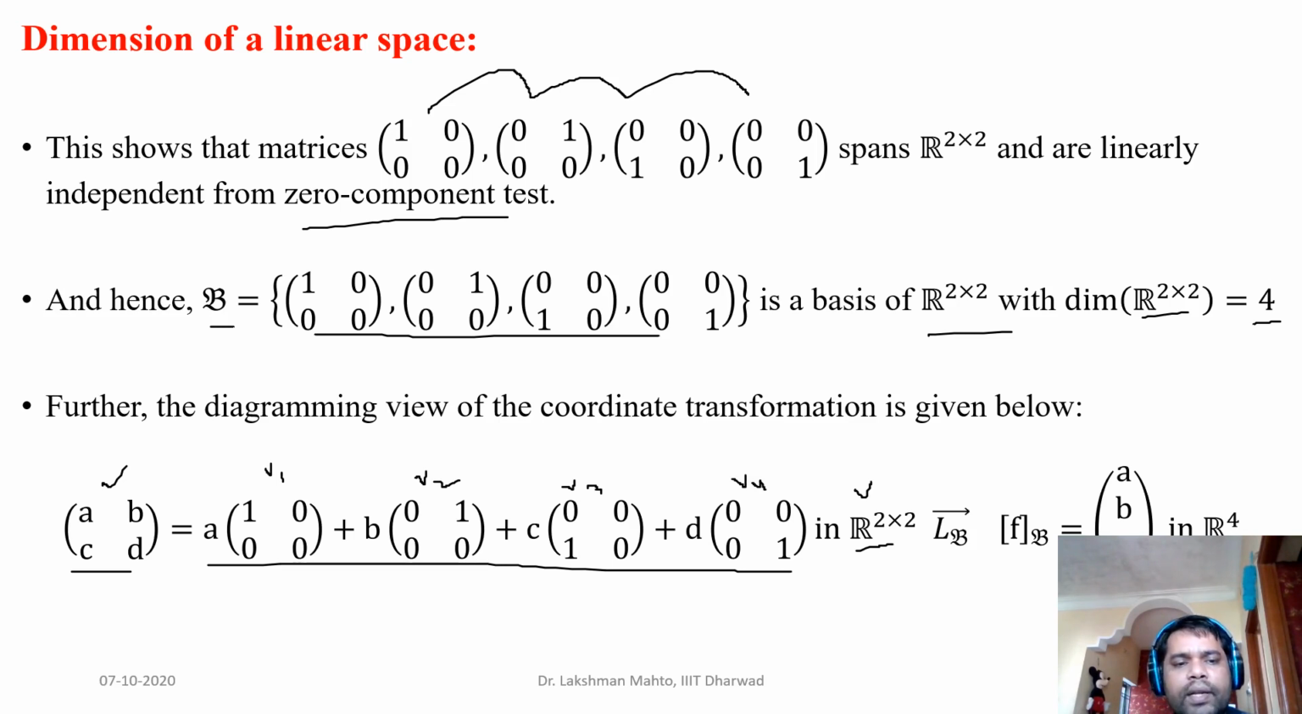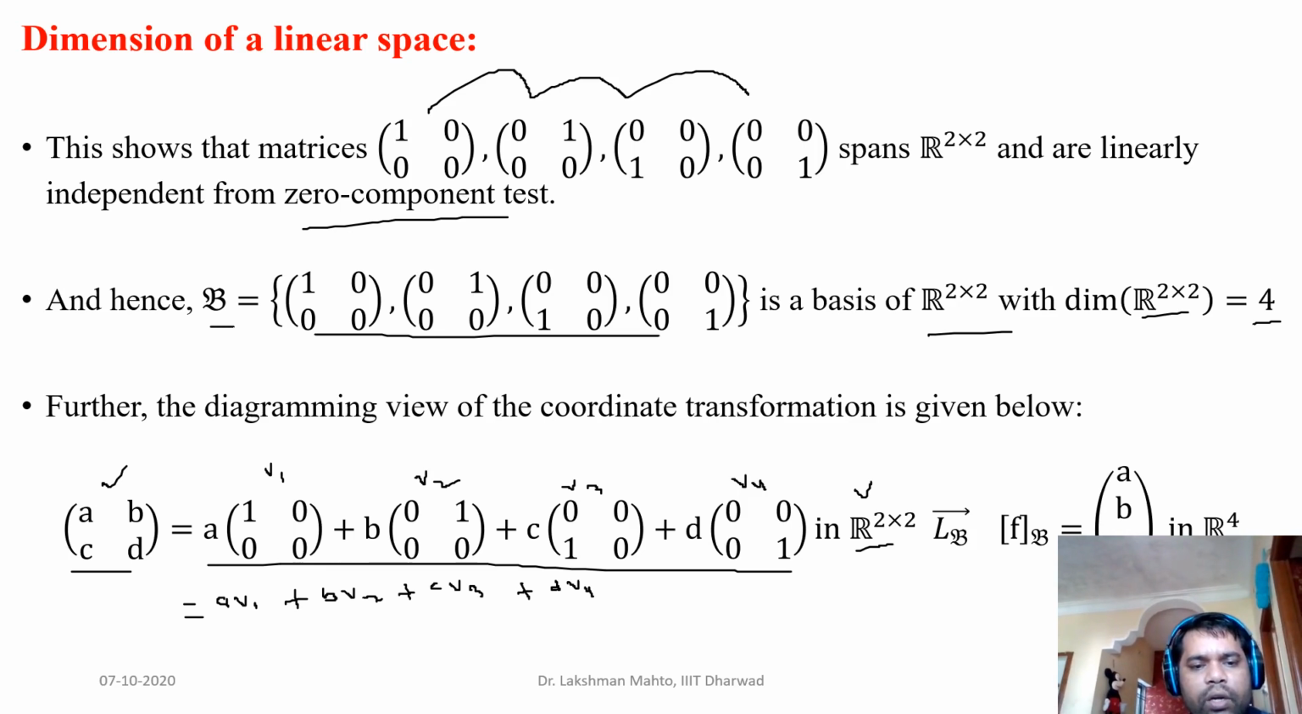So what we observe is that this matrix is a linear combination: A times V1 plus B times V2 plus C times V3 plus D times V4. Now from here, if I ask what is the coordinate of this given matrix A, B, C, D, let us call this matrix V.